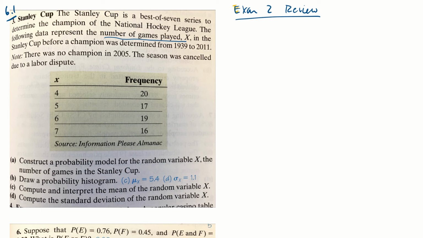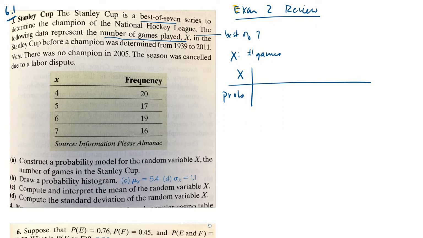So X is the number of games played in a best of 7. Okay, it says it right up here. Best of 7 series. So A, construct a probability model for the random variable X, the number of games. So I'm going to say X, the number of games. Always identify your variables, even if it seems redundant. So they could play 4 games, which would be a sweep, 5, 6, or 7.